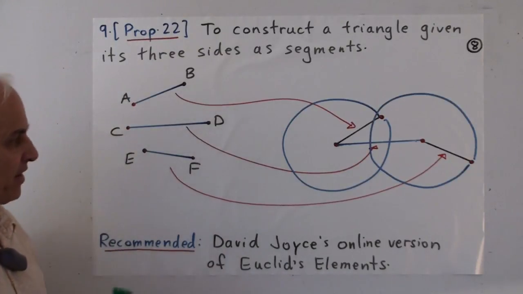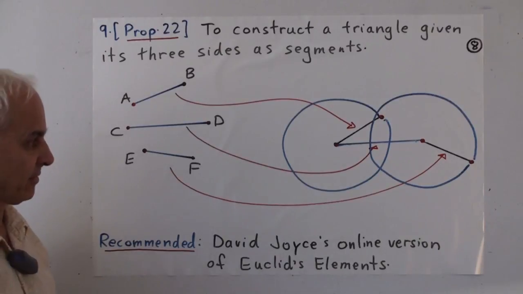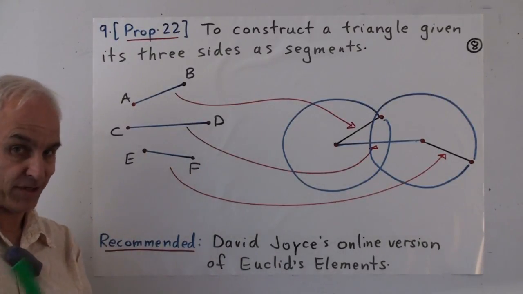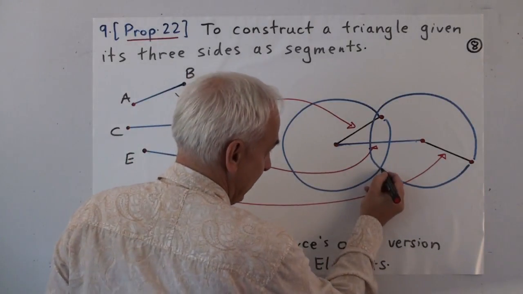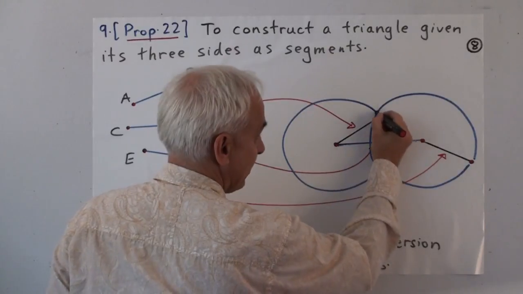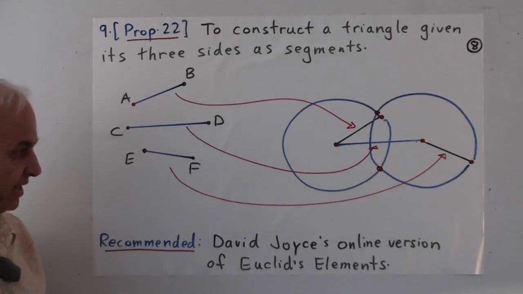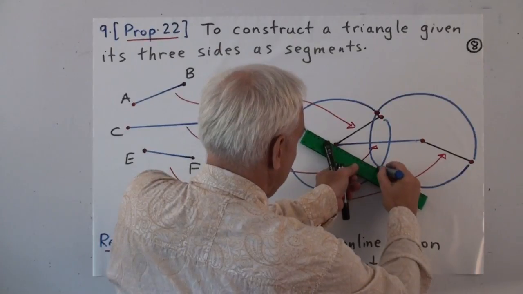So they have to satisfy the so-called triangle inequality, and Euclid is aware of that and mentions that. In other words, if one of the segments or two of the segments are a lot smaller than the third one, it's not going to work. But you could see here that the two circles meet. In fact, they meet in this point and in this point. And we can choose either one of them to create our triangle. Let's say we use this one here. So we'll finish our triangle.